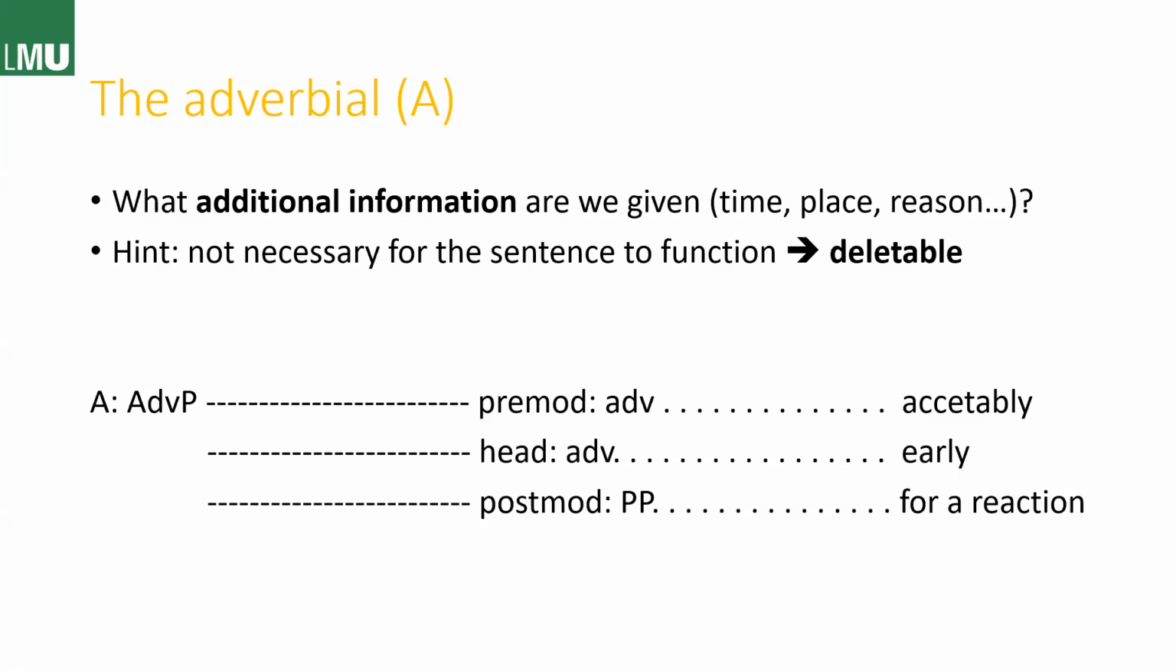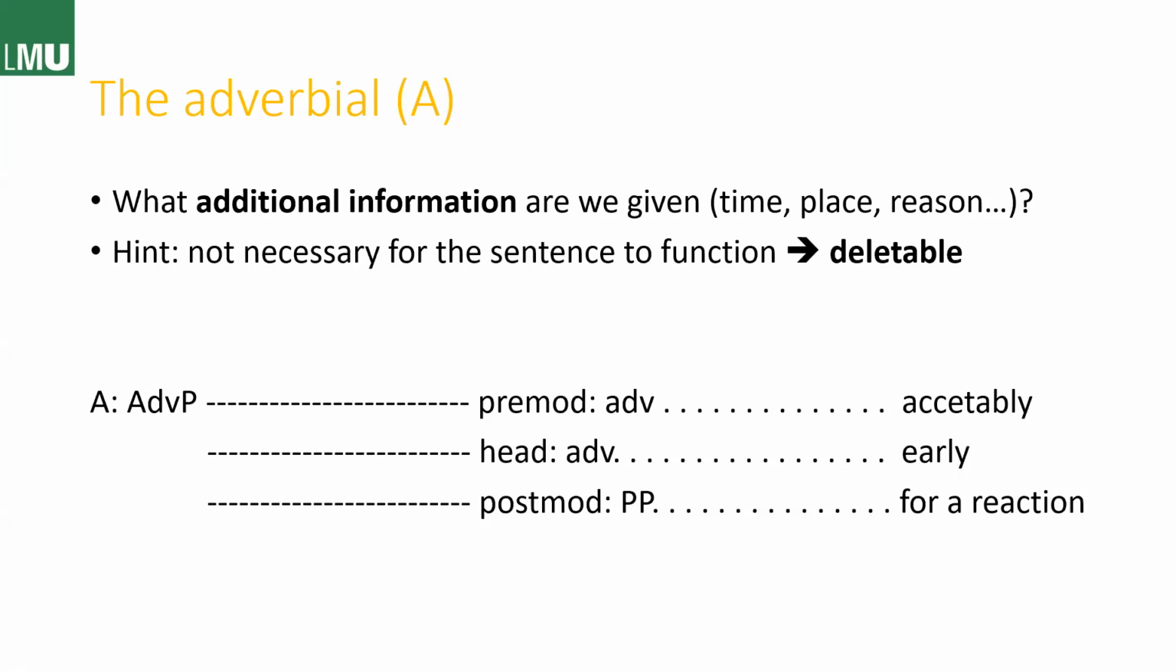Last but not least, we've got the adverbial. An adverbial basically is any additional information we are given about the sentence, about the time, about the place, about the reason, about how something is done. And if you can delete something, that's what I meant before, in a sentence, and the sentence still works grammatically, then you most likely have an adverbial.